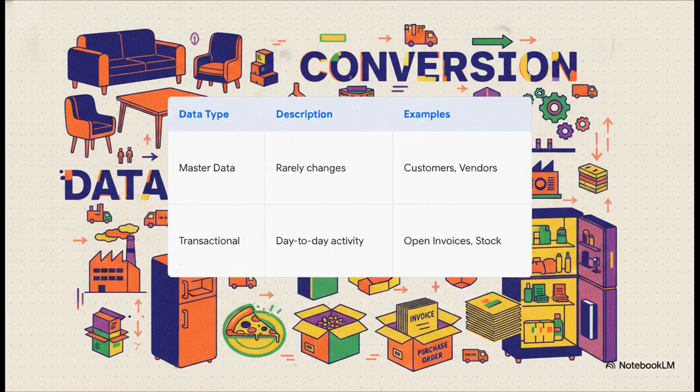Now, what are we actually moving in this digital house move? Well, we're moving two main types of data. First, you've got your master data. This is like the furniture of your house: your customer list, your vendors, your materials. It's the core stuff that doesn't change all that often. Then you have transactional data. Think of this like the food in the fridge: open invoices, active purchase orders. You only want to move the stuff that's still fresh and relevant. You're not going to pack up old expired stuff, right? You leave the old closed transactions behind.